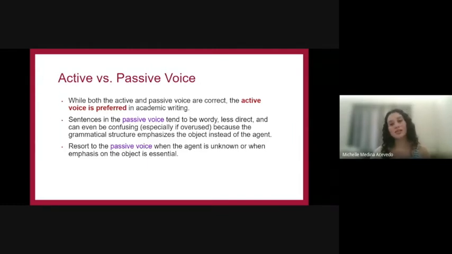So that doesn't necessarily mean that you can never use the passive voice. You can use the passive voice, but try to only use it if you do not know the agent. In that case, you would have to use the passive, or if you absolutely have to emphasize the object.